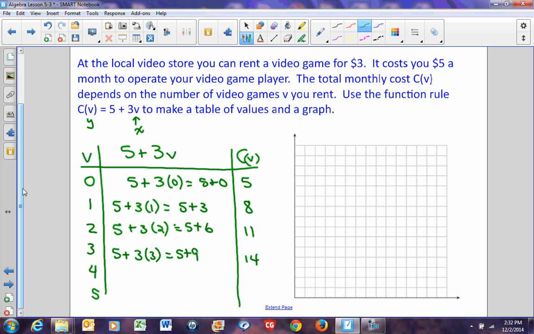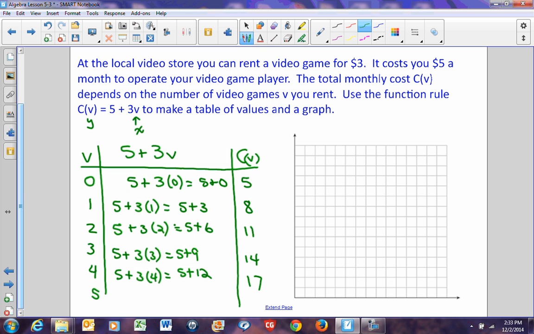And we can probably just stop at 4 here. 5 plus 3 times 4, which is 12. 5 plus 12 is 17. I could go all the way to 5, but I'm not going to. In this particular case, I need to graph my data.